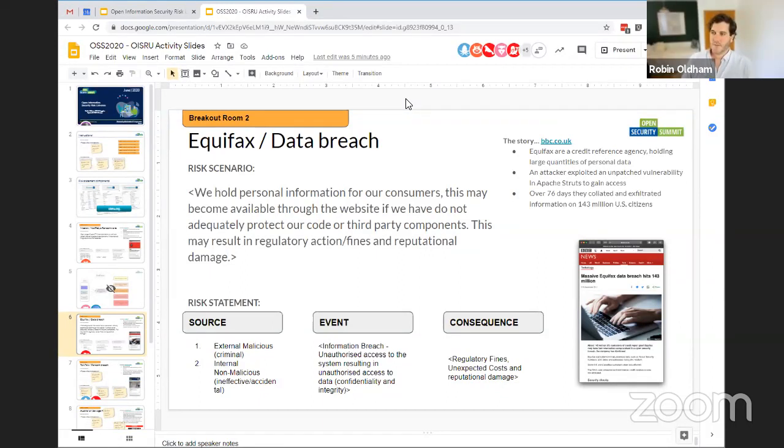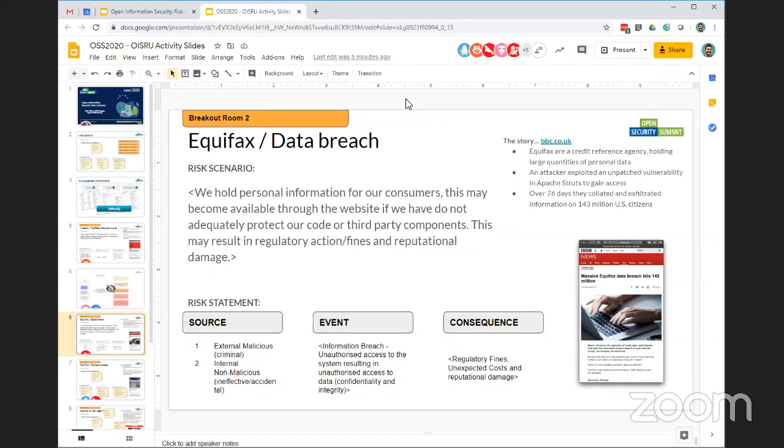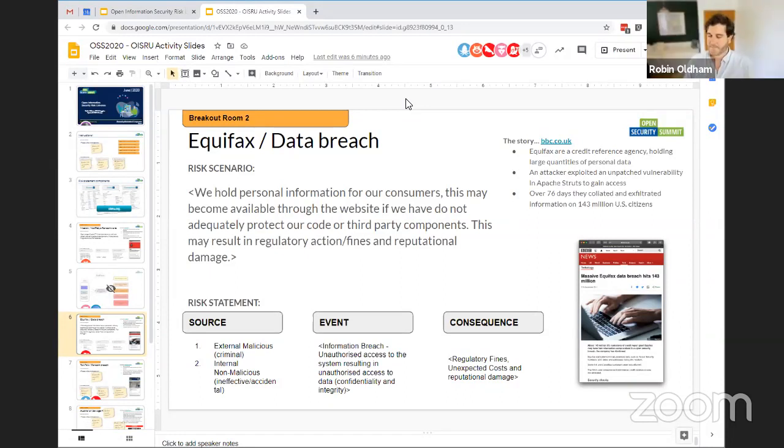And then consequences of regulatory fines, unexpected costs through both offering credit protection, all that kind of stuff, but also subsequently the vast sums they've invested in security after the breach. And obviously reputational damage.